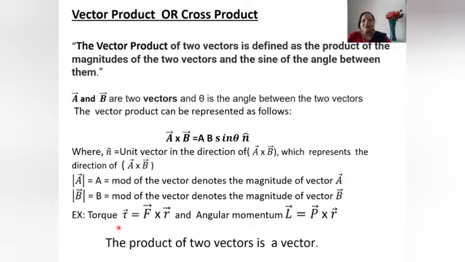Examples: torque tau is equal to vector F cross vector R. And angular momentum is another example of a vector product or cross product, where vector L is equal to vector P cross vector R. These are the two examples. In this case, the product of two vectors is a vector. That's why this cross product is also known as the vector product. The product of two vectors is a vector.